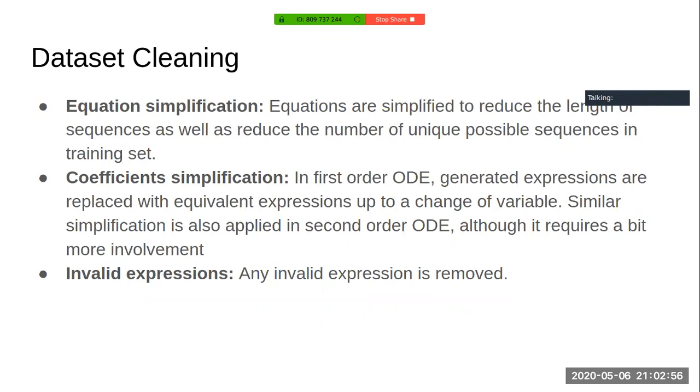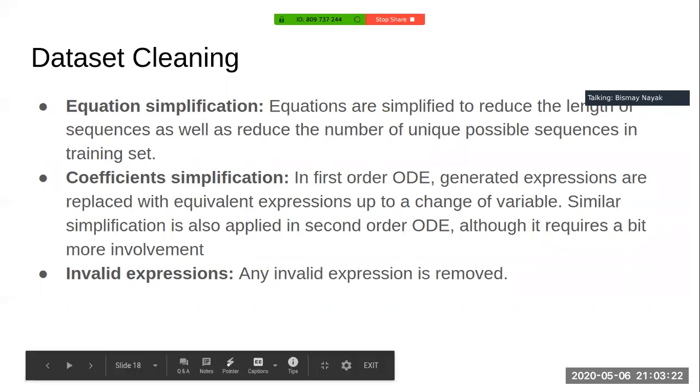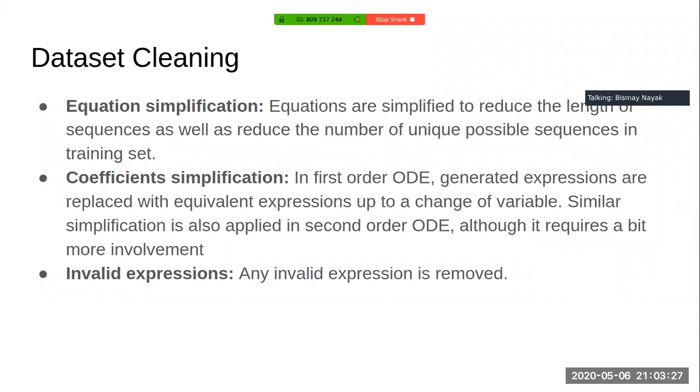They do this to reduce the number of unique possible sequences, since if we keep the sequences to as minimum length as possible, then they will tend to be similar to each other. If they are similar to each other, they will be equal to each other, else there will be unique expressions everywhere.